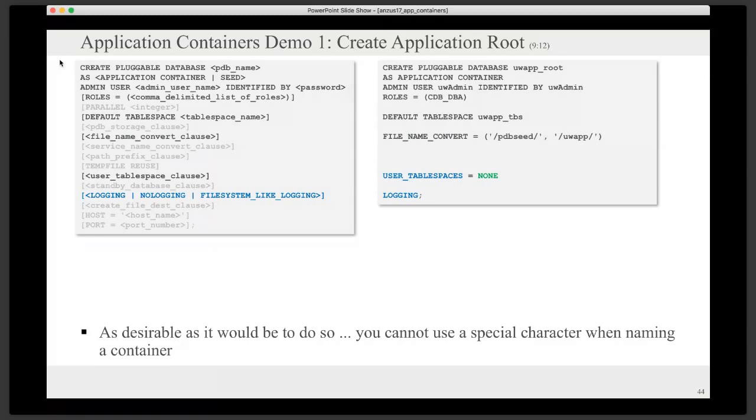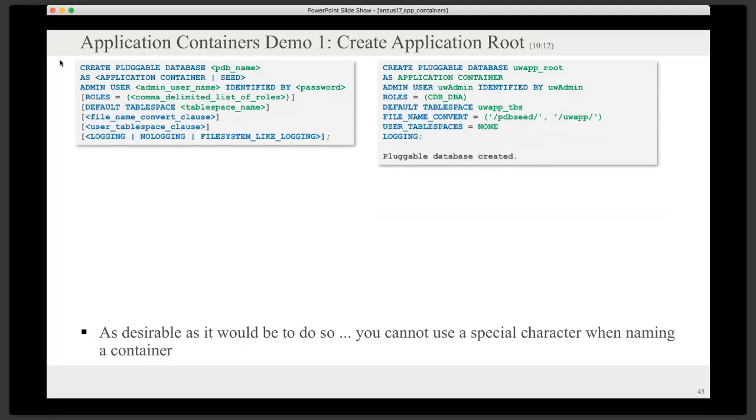I can do no logging, which is sort of a joke if you have a serious application about data integrity, or logging, which is always my default. And the next slide, I'm going to go and create it. So I've got the full syntax. I've got my full create application root on the right in SQL Plus, and it says pluggable database created. So that would be the step that you would use to create an application root.